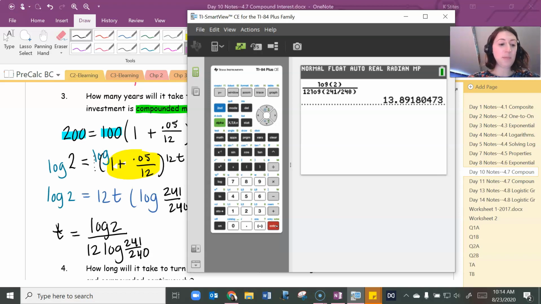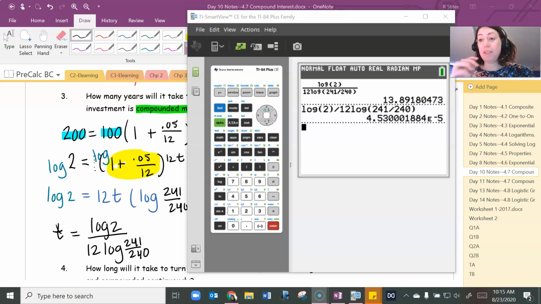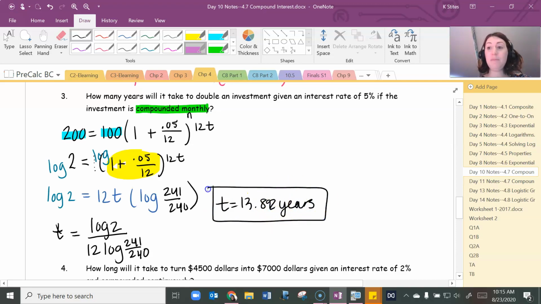If you look, I'm just going to pause it really quick and I'll show you what happened if you type it in another way. All right, so look how I typed it in this time. Basically what this is doing is it's taking log 2 and dividing by 12 and then it's multiplying by log 241 over 240. So you would need to put parentheses around that whole bottom portion, which is why I think it's just easier to go ahead and use the fraction bar. I think it looks a little nicer too. So 13.892 years should be your answer. And that is how long it's going to take for you to double your money.